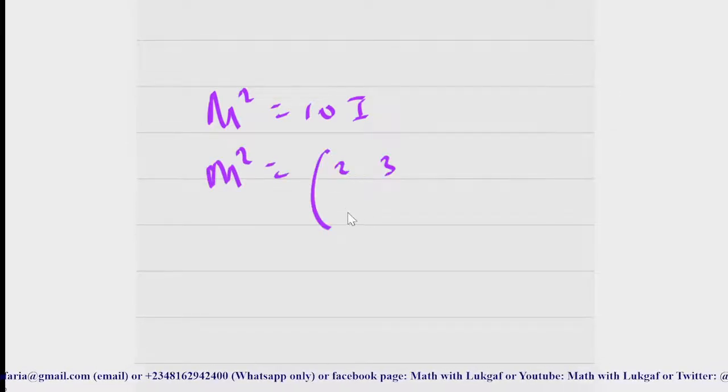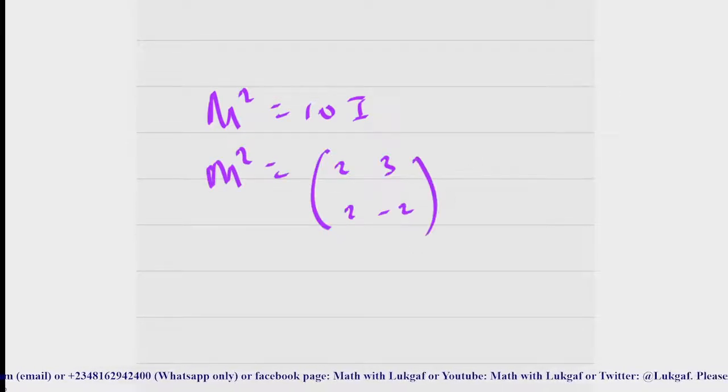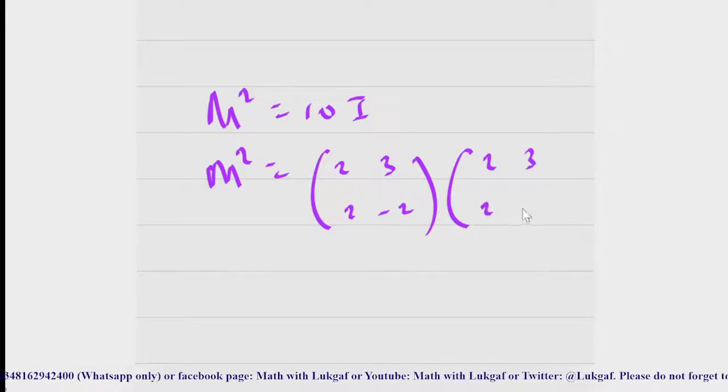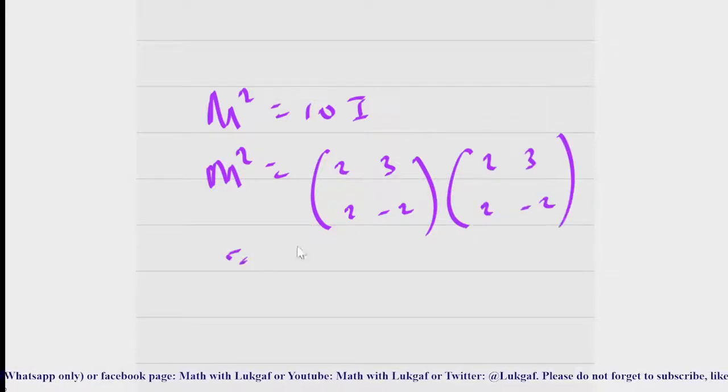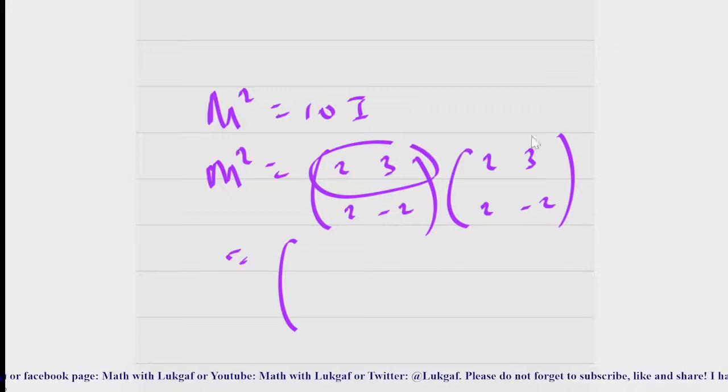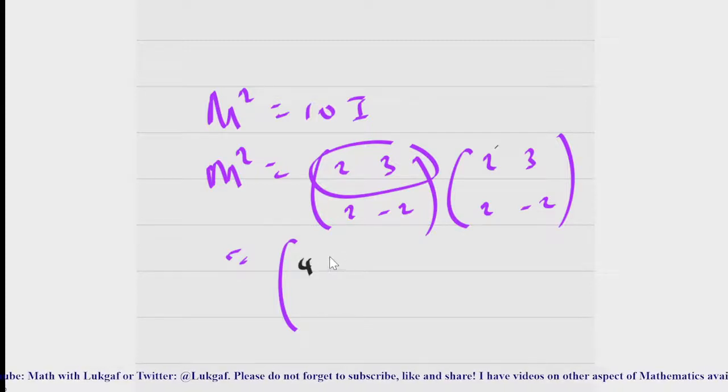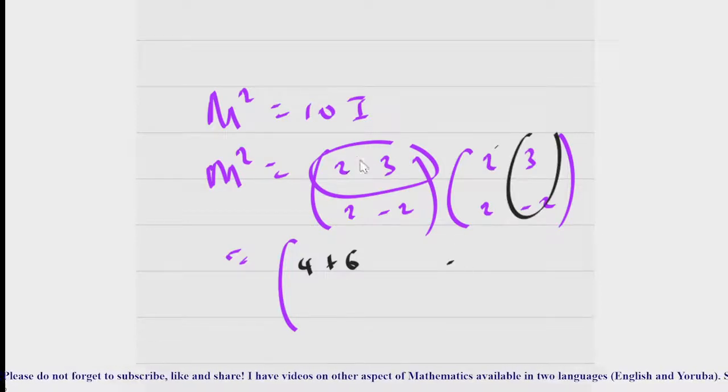2, 3, 2 minus 2, 2, 3, 2 minus 2. Okay, let us multiply it again. Row with column, row by columns. So that will be 2 times 2, 4, plus 3 times 2, 6. Again, to get this column, you still multiply the same row by this column. Don't forget, even if there are 50 rows, you'll be multiplying this row to get the columns.